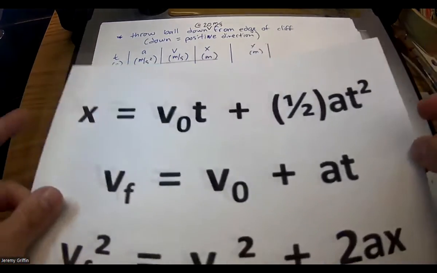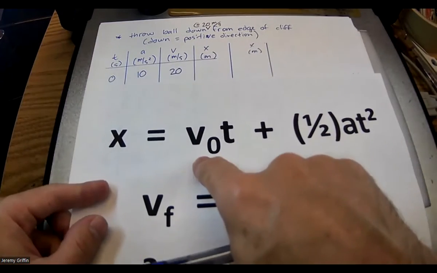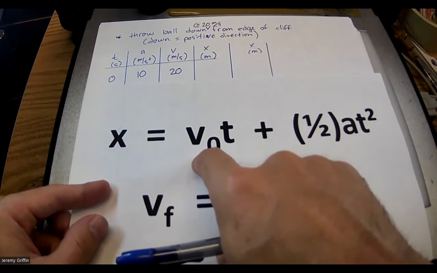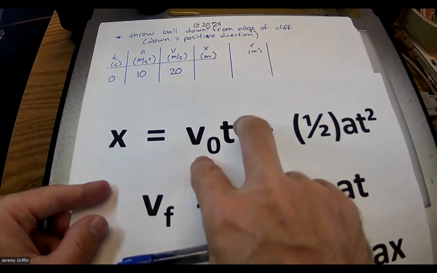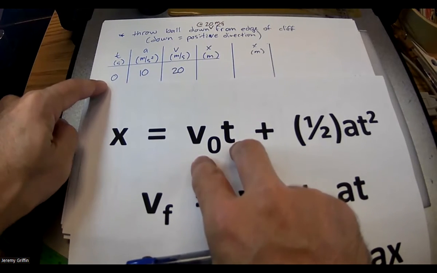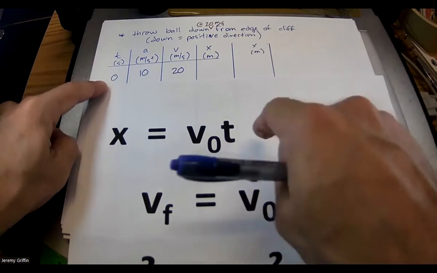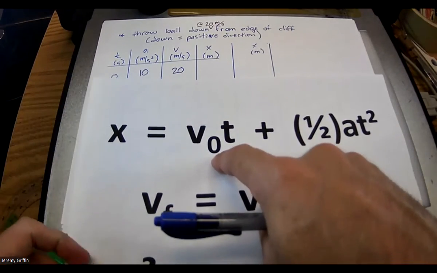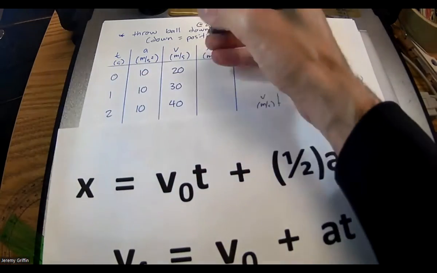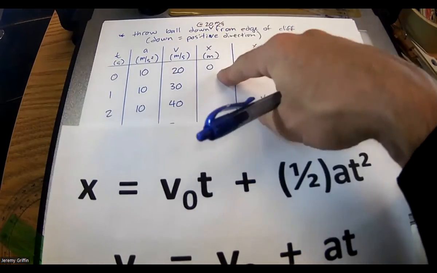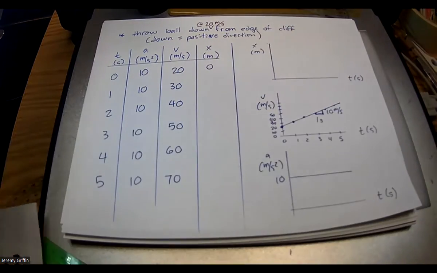Here, run the equations. All right, so I threw the ball at 20 meters per second. 0 time has passed, 0 seconds, right? Plus 1/2 times 10 meters per second squared times 0 seconds squared. What's 0 plus 0? 0. So at time 0, the ball starts at the cliff edge, which is also defined as position 0, just how we've defined it.